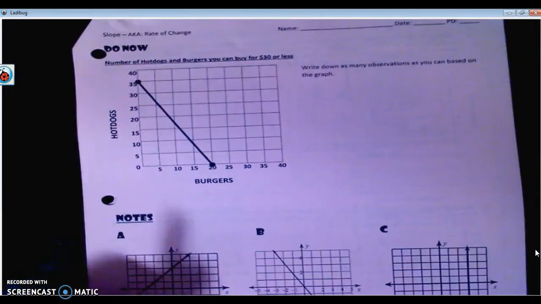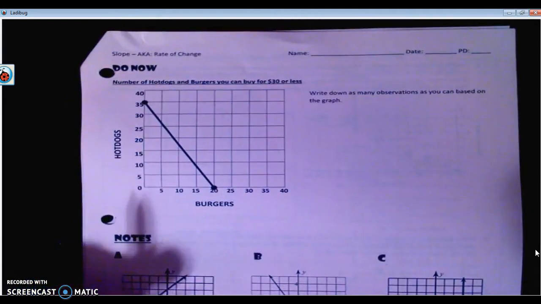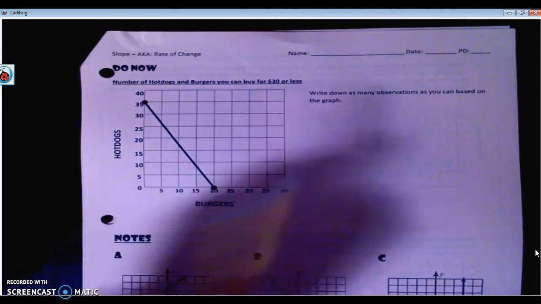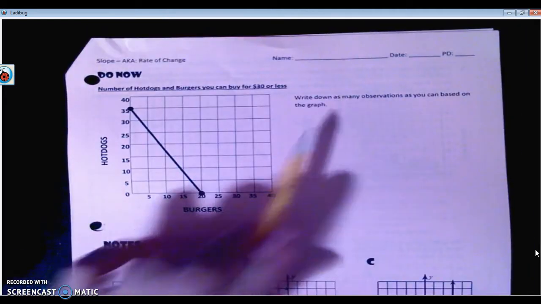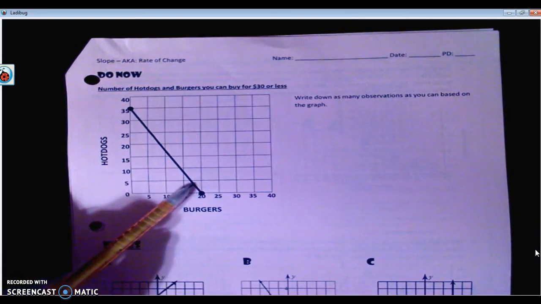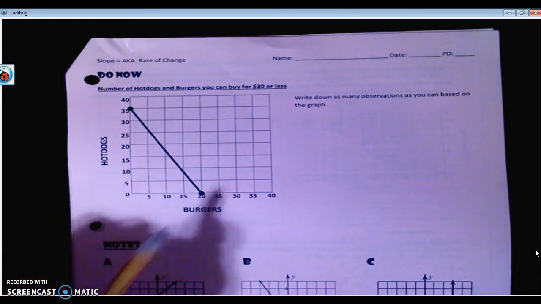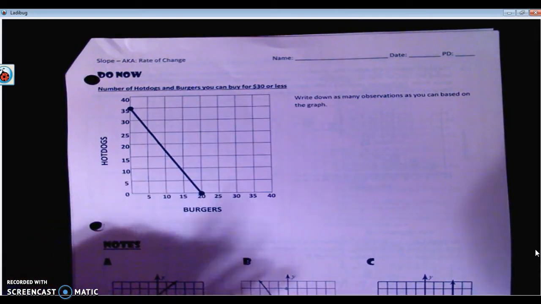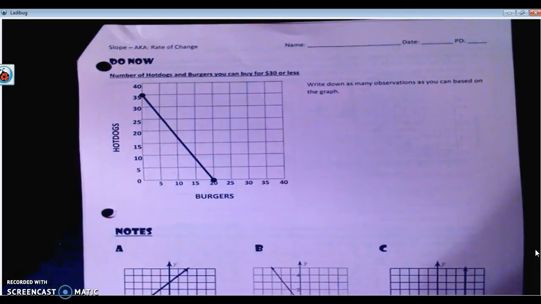the first page, page 1 here. What I want you to do is just pause the video, and I want you to go ahead and write down as many observations as you can based on this graph. Think about the numbers, think about what they mean, and things like that. So go ahead and pause the video, and when you're ready, come back.